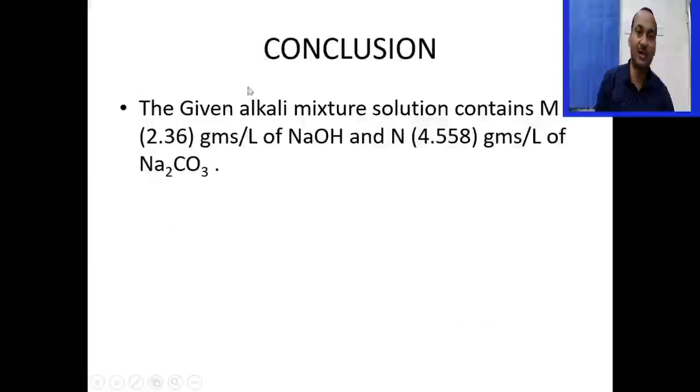So in conclusion, the given alkali mixture solution contains 2.36 grams of sodium hydroxide and 4.558 grams of sodium carbonate in 1 liter.